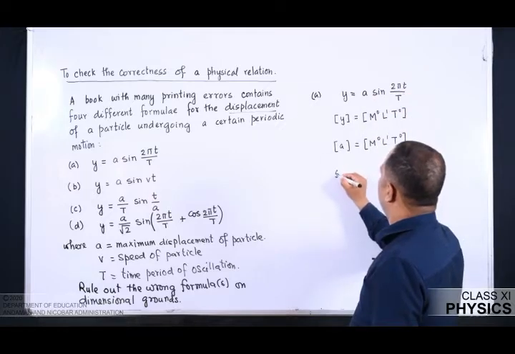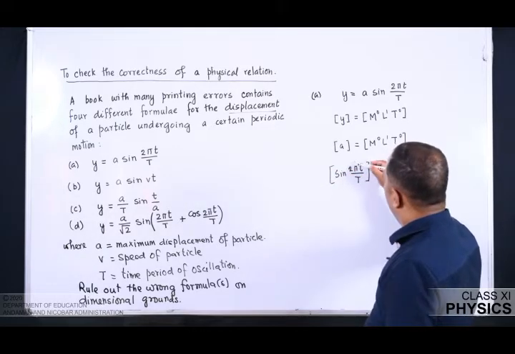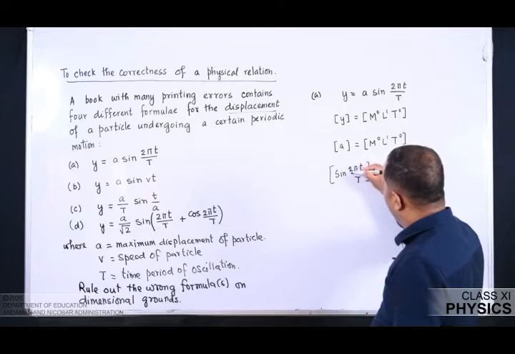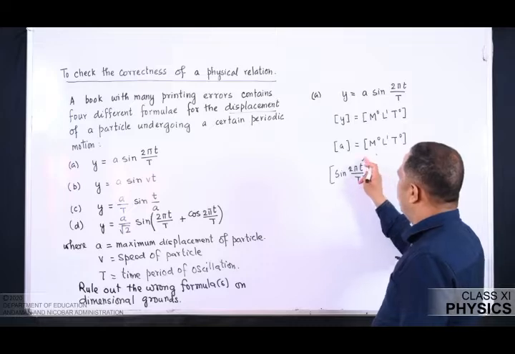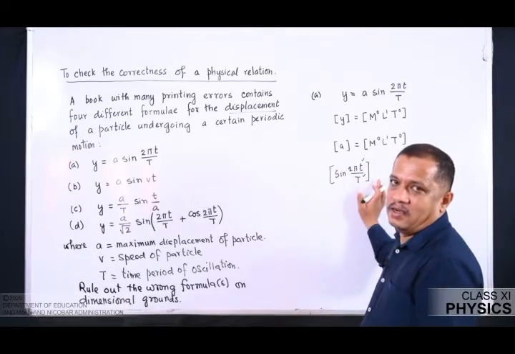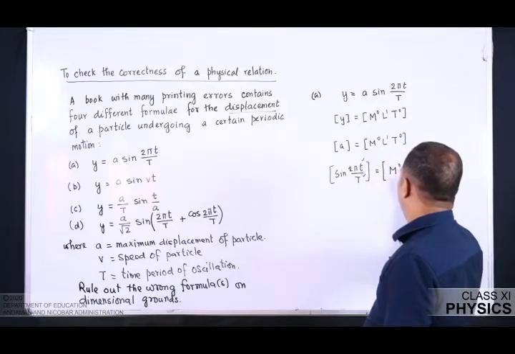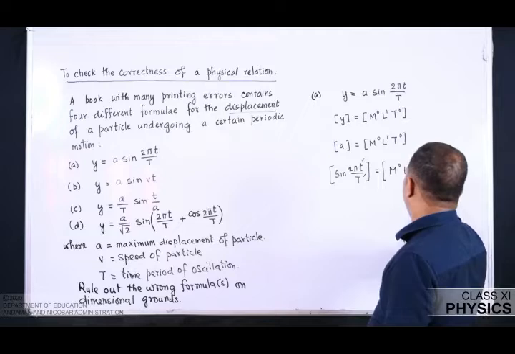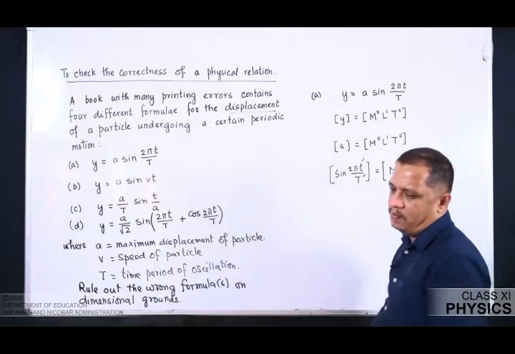And when we take sine 2 pi t over T, 2 pi is an angle and this will not have any dimension. Time in the numerator, time in the denominator, so again the dimensions will cancel out, or sine 2 pi t by T is a dimensionless constant. As such, I have M power 0 L power 0 T power 0, that is, 0 dimension in mass, 0 dimension in length and 0 dimension in time.